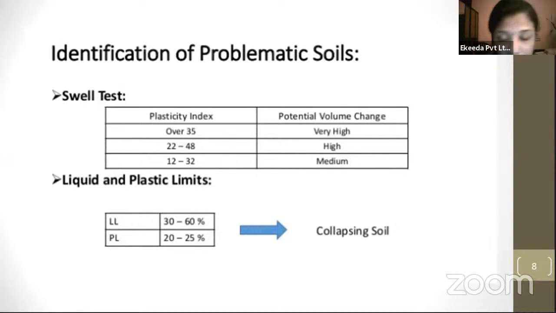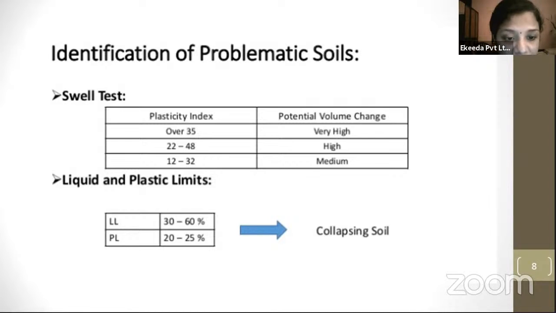Now, if you do the swelling test in the laboratory, if the plasticity index is over 35, the potential volume change will be very high. If it ranges from 22 to 48, the potential volume change will be high, moderately high. And if the plasticity index ranges from 12 to 32, then the volume change will be medium. So these are the ranges within which we can expect the swelling test values.